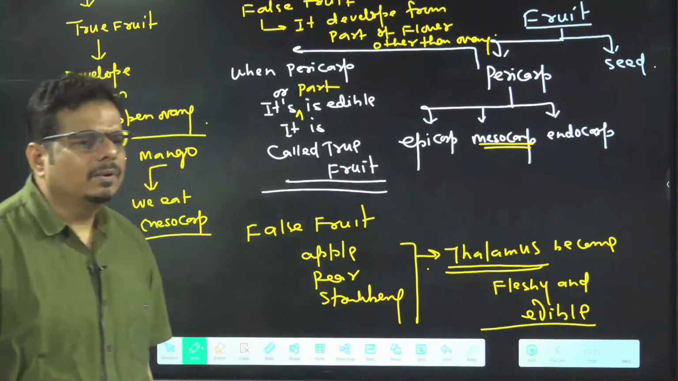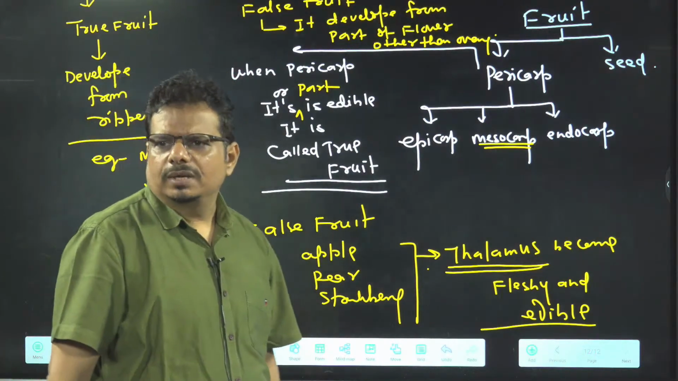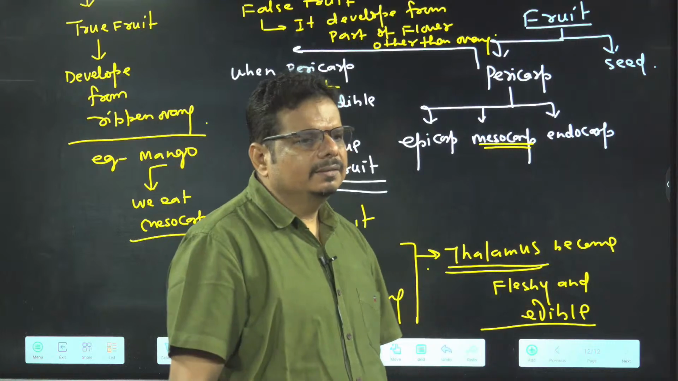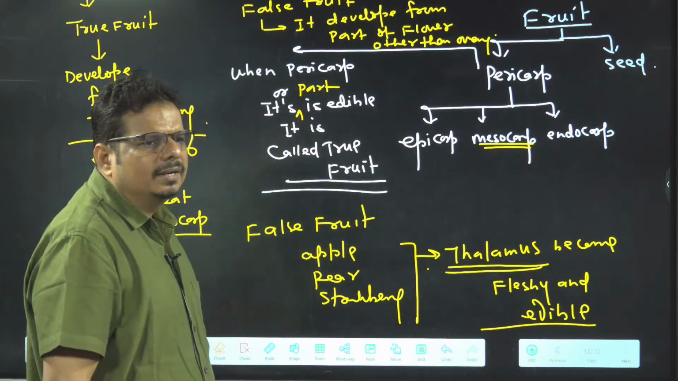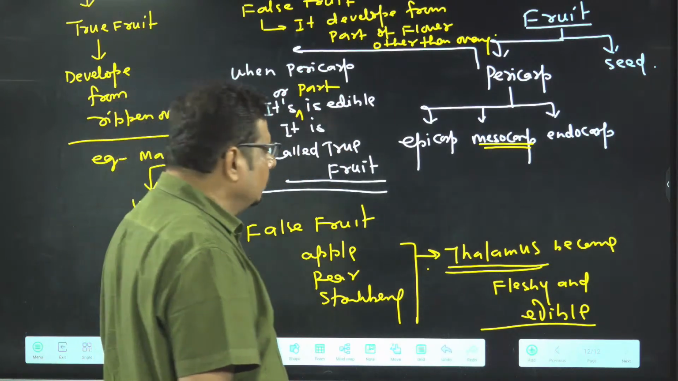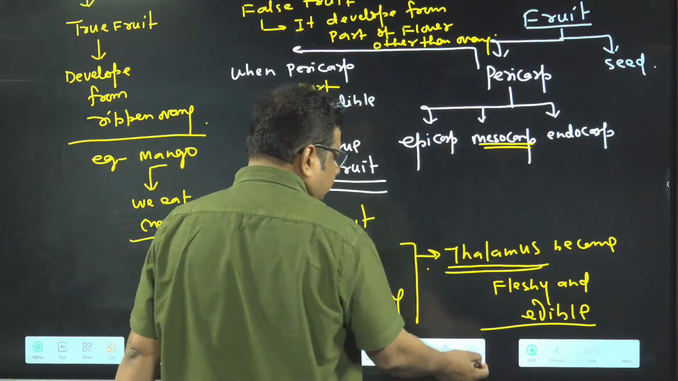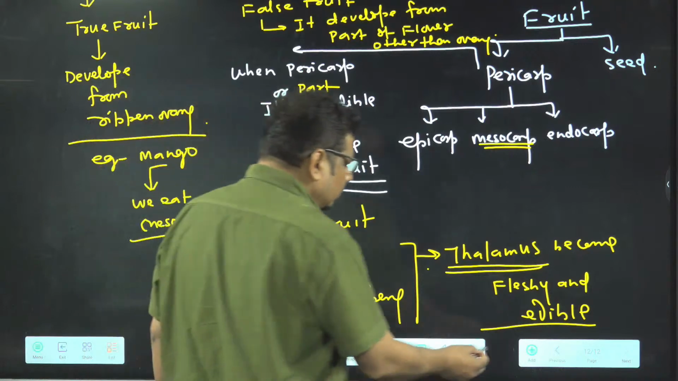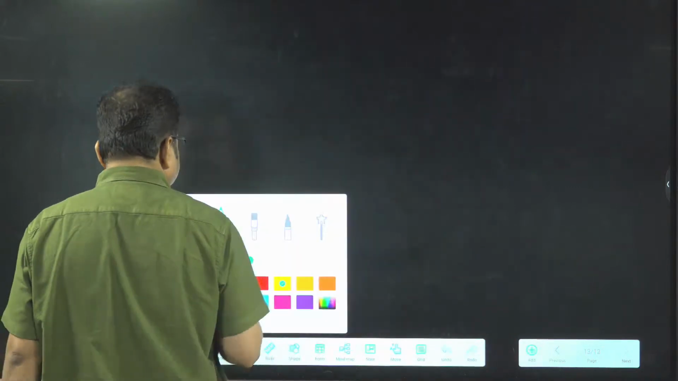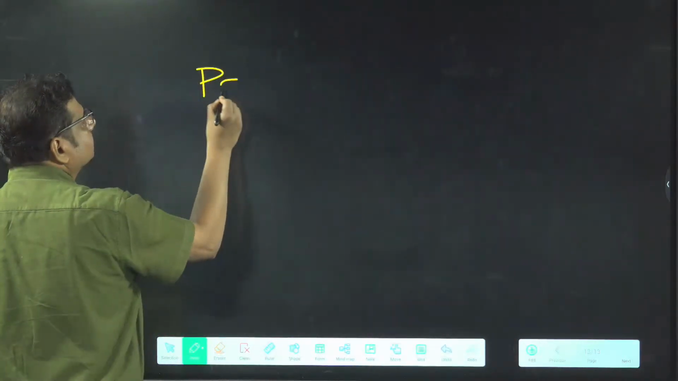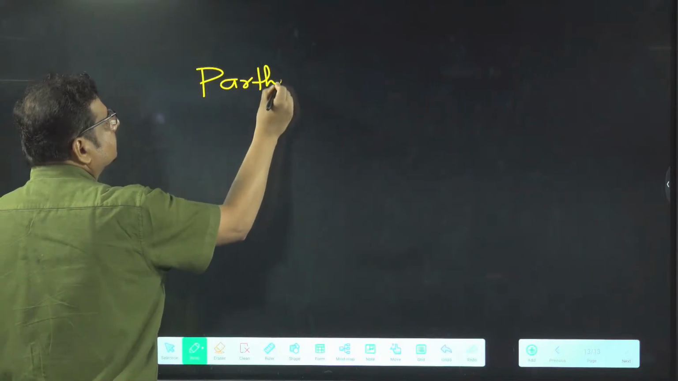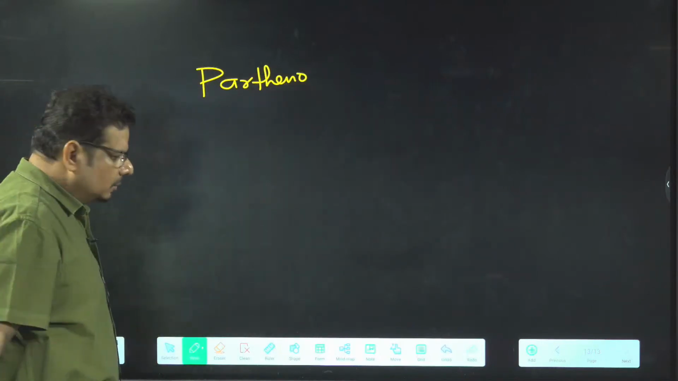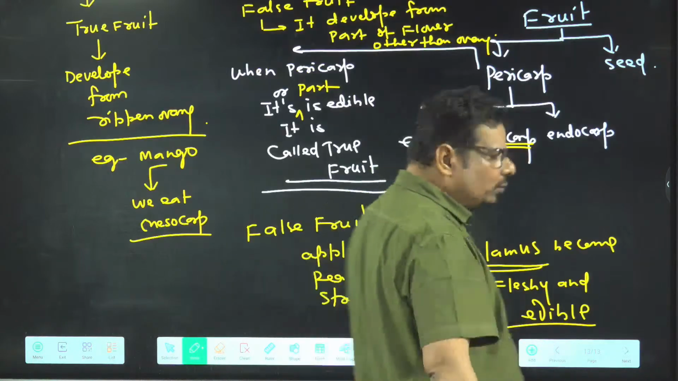So you got the idea about true fruits and false fruit. Is it all right? It's done. True fruit, false fruit over. Now I am going to tell you about parthenocarpic fruit. Which fruit? Parthenocarpic fruit. Have a look. So done, na? True fruit and false fruit over.